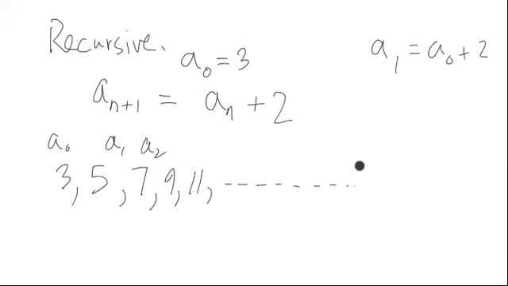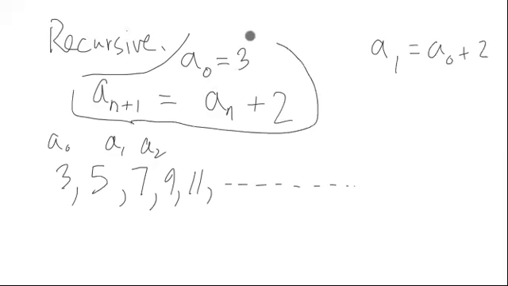So this right here is a sequence or a list. This right here, where we have a base starting case and a formula for how to go from a current item of the list to the next one, is called a recursive definition or a recursive formula for the sequence.